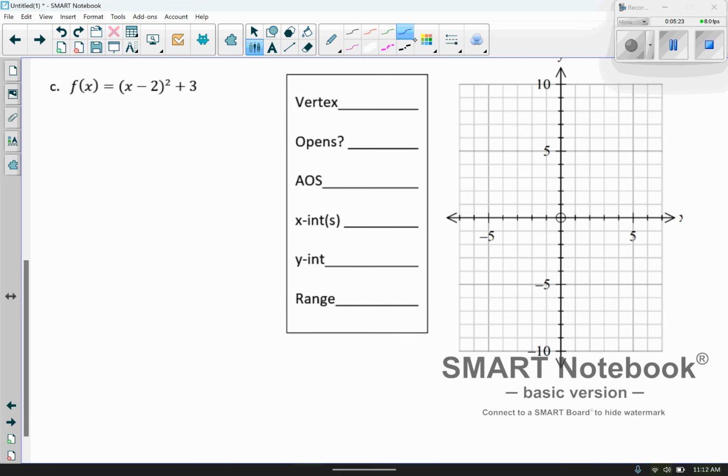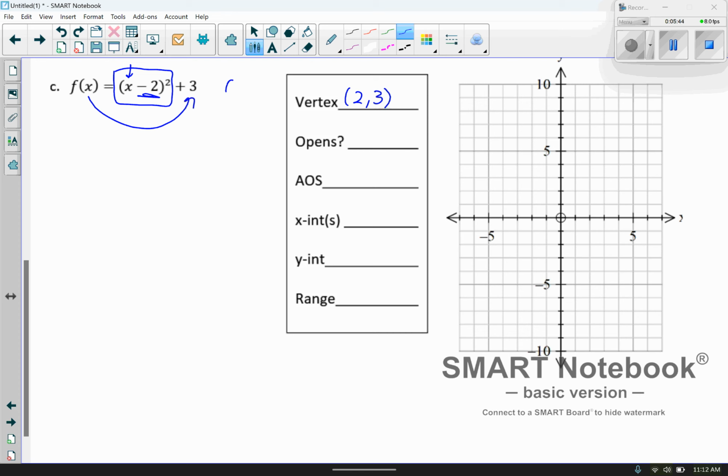So my vertex once again, I'm going to do the opposite of this, which would be a positive 2. And then that would result in 3 right there. Because if I plug in a 2 for x, 2 minus 2 is 0. This whole thing would go to 0. And then I'd be left with 3 as my return value, my y value.